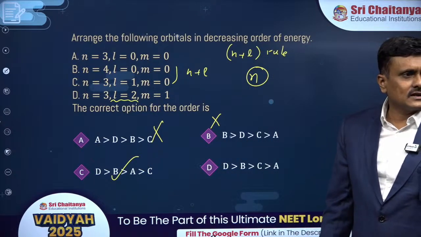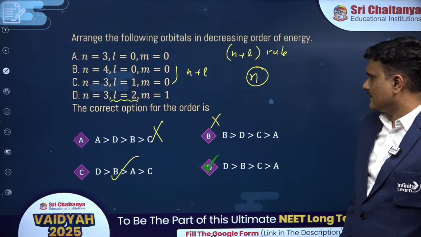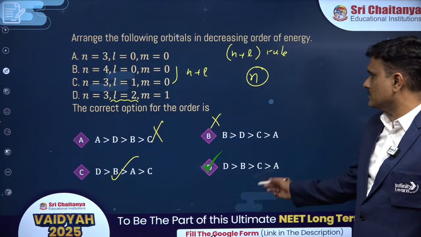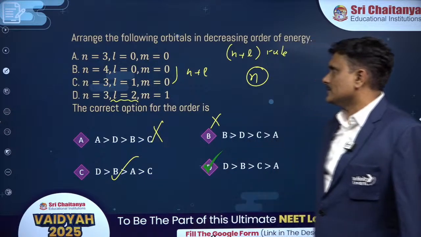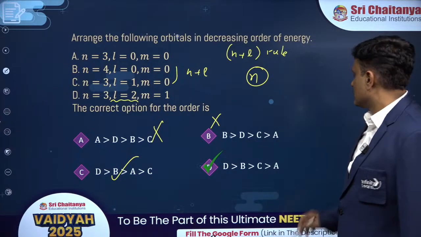Someone said D, Arya. Is it D? Maybe D. Yes, D, B, then what? C, 3 plus 1. Correct only. Yes, D, B, C. Okay.